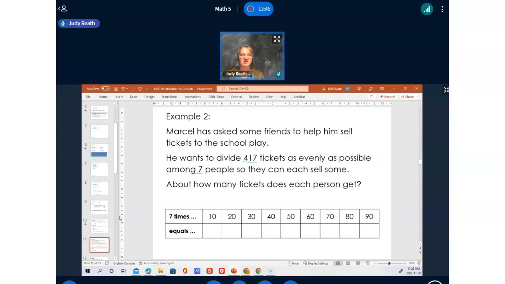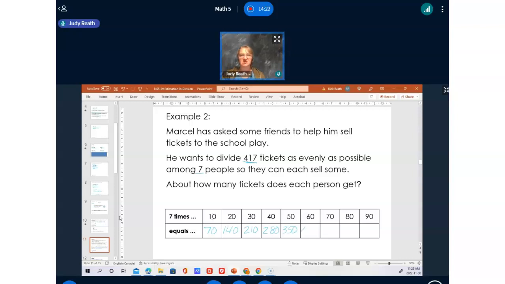Well, this is one way to estimate. If we gave each person 10 tickets, 7 times 10 would be 70. 7 times 2 would be 140. 7 times 3, 210. 7 times 4, 280. 7 times 5, 350. See how we're getting closer to 417?